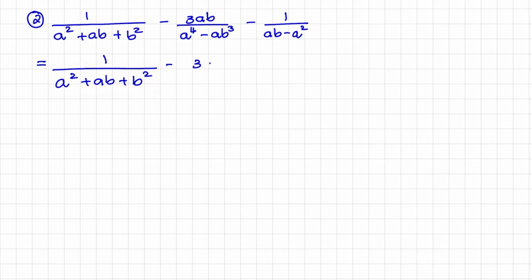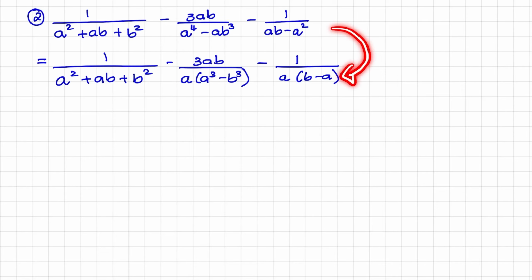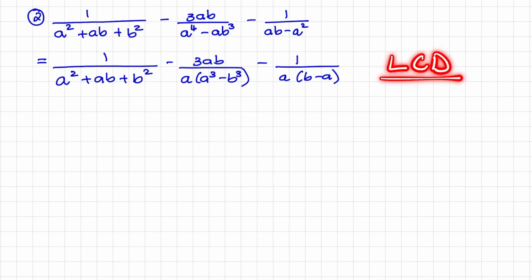In the second term, however, we can take out a highest common factor of a. So it will become a times a cubed minus b cubed. And in our third term, we can also take out a common factor of a. So it will be a times b minus a. So now I have started to factorize the denominators in order to find the lowest common denominator. And I notice in the second term I can still factorize using the difference of cubes.